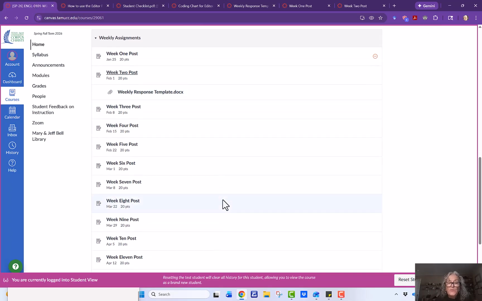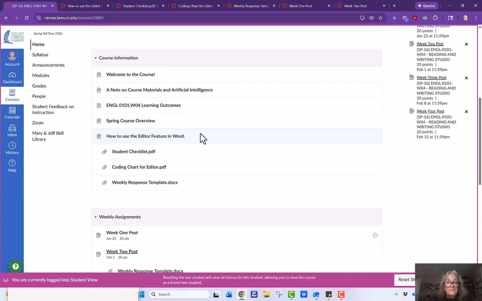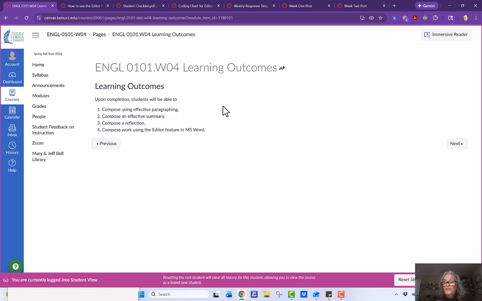I think the only change we have is in week 5, when it's just very specific on summarizing. Summarizing is a skill you have to learn. And if you look at your learning outcomes for this course, to use effective paragraphing, to compose an effective summary, these are skills. To paragraph effectively, a paragraph has one idea in it, just one. To summarize effectively, that's a skill you're going to need both in the university and outside of the university.